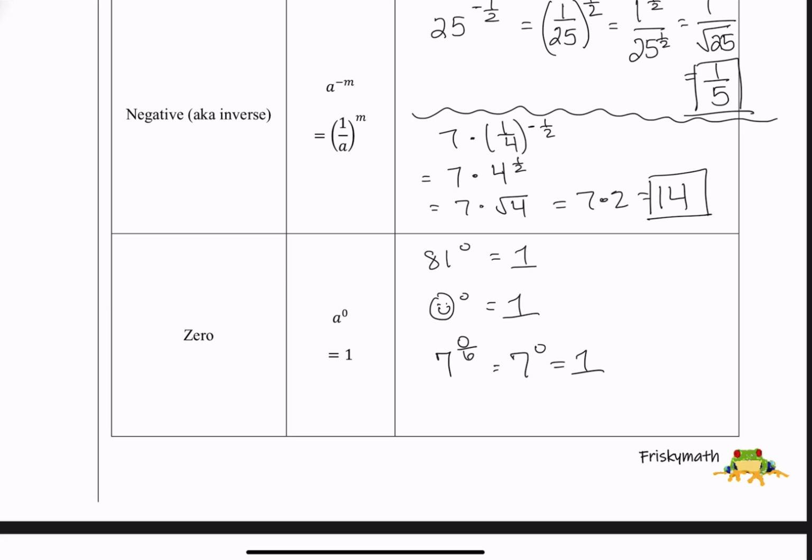Remember, you cannot have 0 in your denominator. That is undefined. So if you had 7 to the 6 over 0, that's undefined. You cannot divide by 0.